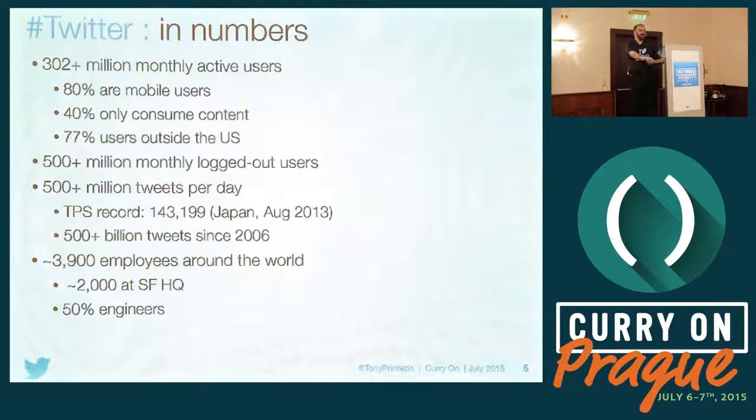It's pretty awesome. Okay, some numbers again, just to give you an idea of the scale of the operation. We have more than 300 million monthly active users. 80% of them are on mobile platforms. 40% only consume content. Basically, they just use Twitter as a news feed, which is a very good way to use it. Three-quarters of our users are outside the US.